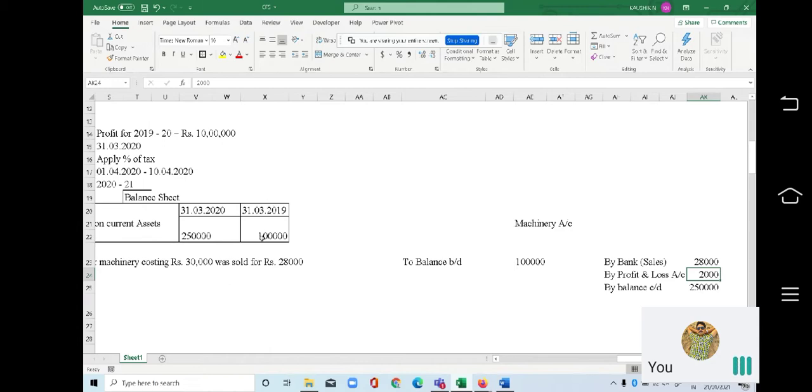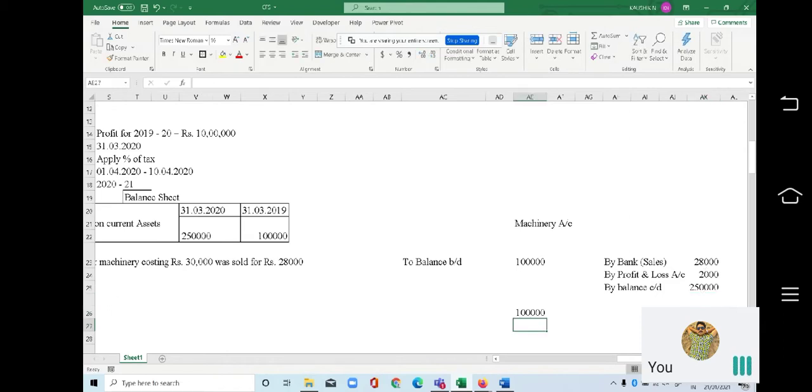Now opening I have brought, closing I mentioned, sale amount I mentioned, and profit or loss I derived. Apart from that, nothing else is available. Now if you look at it, this side I am getting only 1 lakh, whereas on this side, how much is the value? 2 lakh 50 plus 28 plus 2 30. So 2 lakh 80,000 rupees.